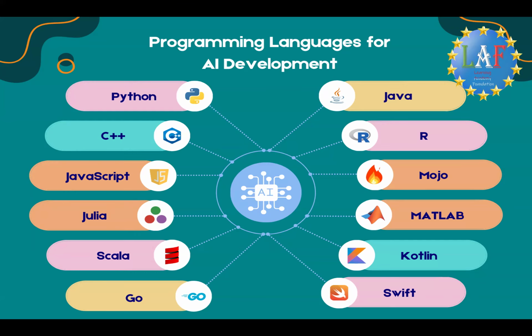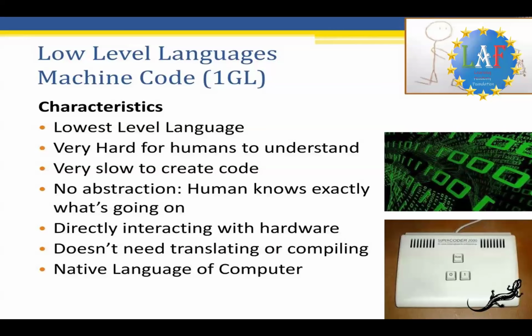At the lowest level, we find machine code, a series of binary instructions, zeros and ones, that the computer understands directly. The characteristics of machine code: it is the lowest level language. It's very hard for humans to understand. It's very slow to create code. There is no abstraction, so a human knows exactly what's going on. It directly interacts with hardware and doesn't need translating or compiling. It is the native language of the computer.